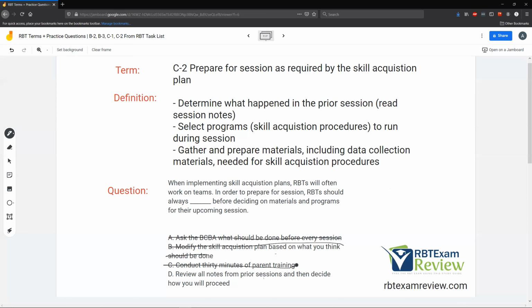D, review all notes from prior sessions and decide how you will proceed. Yes, you want to know what happened before your session. You want to know what happened if your session is on Thursday, what happened on Monday, Tuesday, Wednesday. Okay. Find out, get the history, okay, and let that guide what you're going to do that day. The D is the answer. Okay.